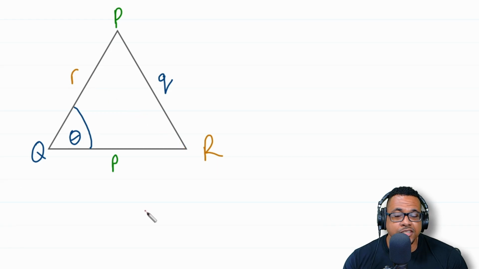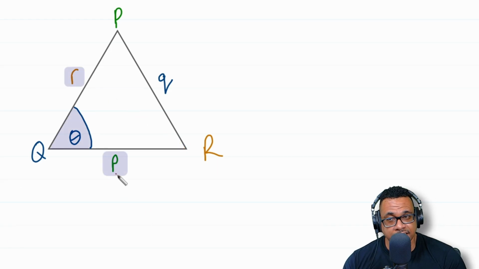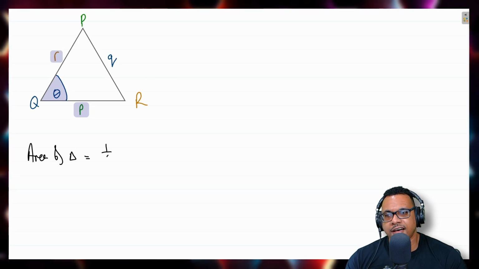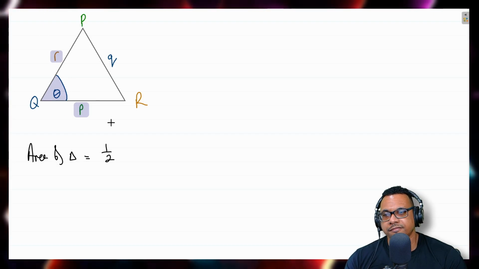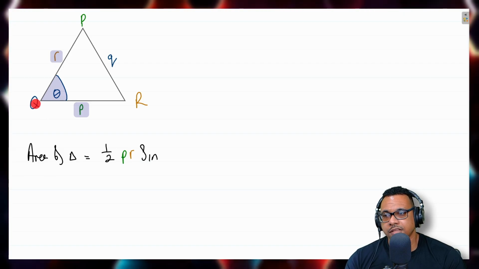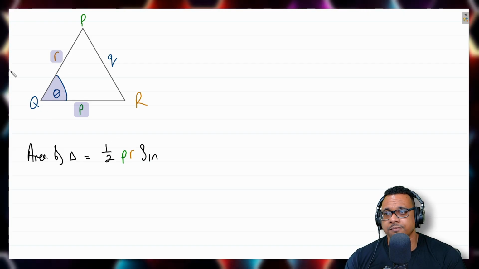Again, what are the two sides that are on either side of the given angle? Well, that'll be p and r. So we're not using side q. So the formula is going to be area of triangle is equal to half pr multiplied by sine angle Q, because this is where the given angle would be.